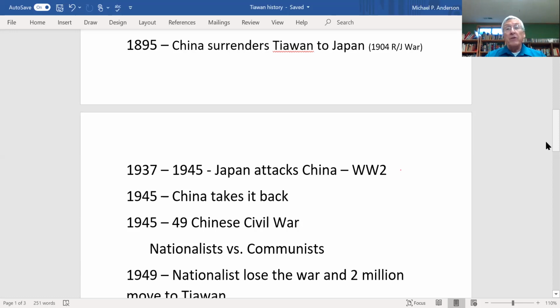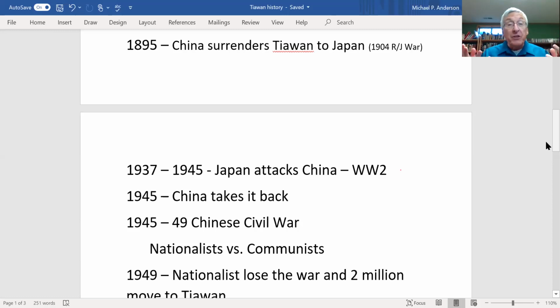Well, you know the story. The United States gets involved with the war in Japan after Pearl Harbor. Eventually, we drop a couple nukes on Japan, and Japan surrenders. World War II is over. China takes Taiwan back. China says, hey, we ceded that to Japan under pressure. We're in charge now. We're taking Taiwan back.